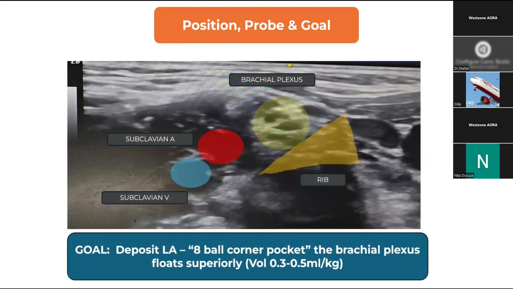Another approach that can be used is the 8-ball corner pocket technique. We use the triangle which is bordered between the first rib, the brachial plexus, and the clavicle, and deposit the injection in this particular corner pocket.